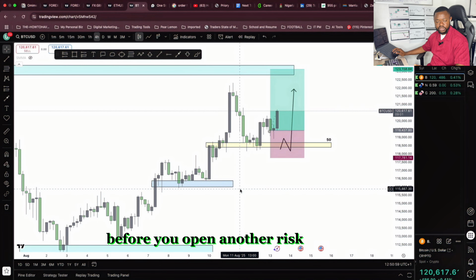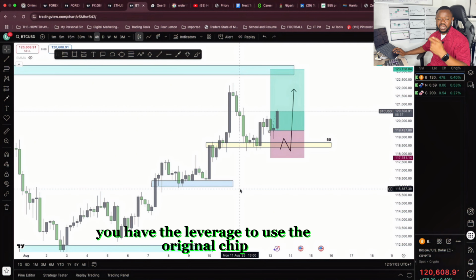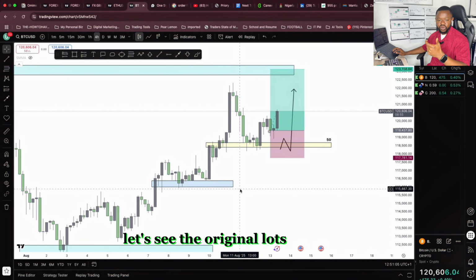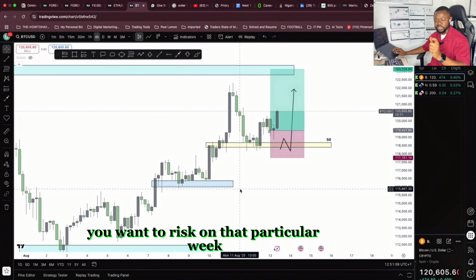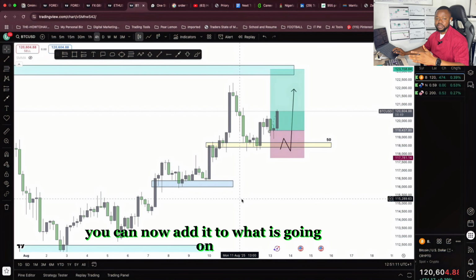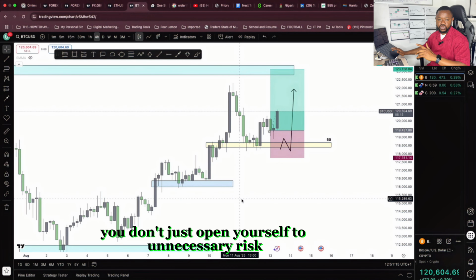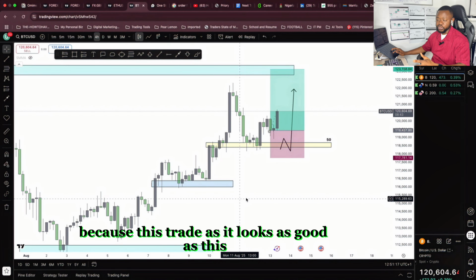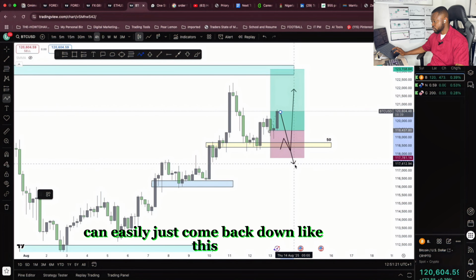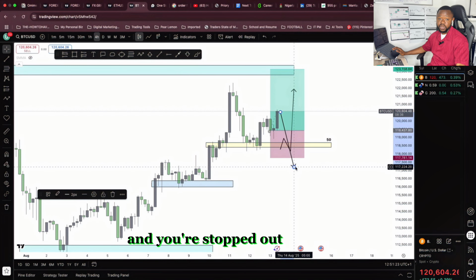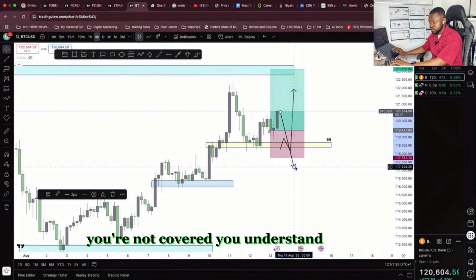You understand? So the main idea is, what I do is make sure one risk is covered before you open another risk. And when that risk is covered, you have the leverage to use the original lots, the original position, the percentage you want to risk on that particular week, you can now add it to what is going on. So tit for tat. You don't just open yourself to unnecessary risk, because this trade, as good as it looks, can easily just come back down like this and you're stopped out. You're not covered. You understand?